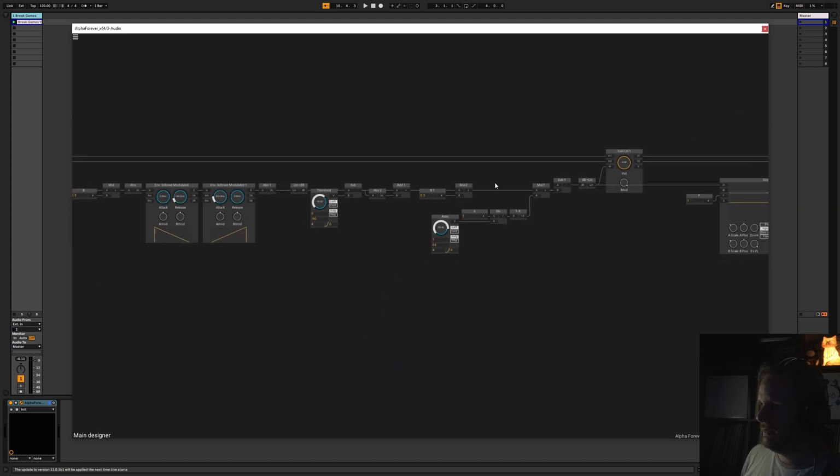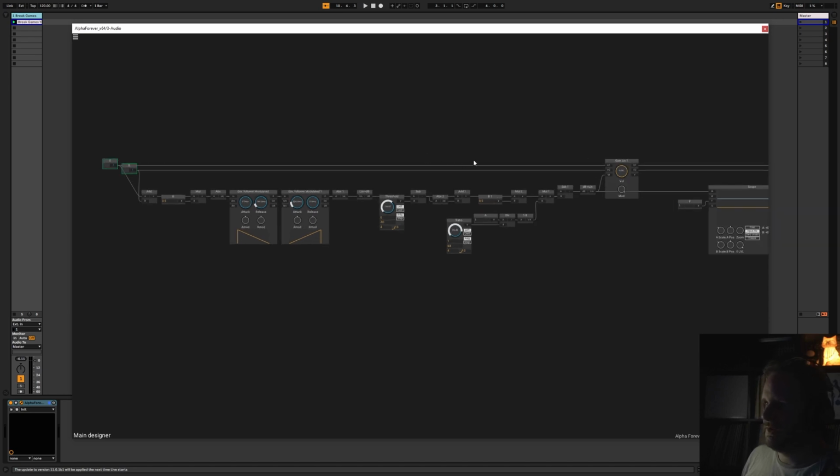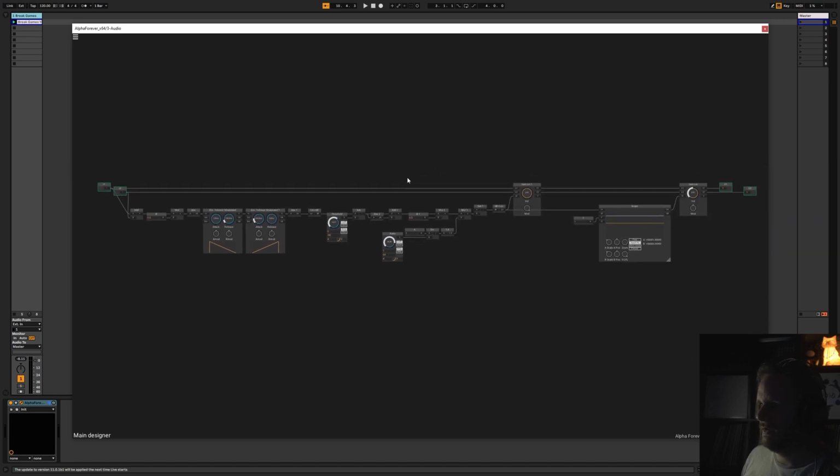Like this. And we have no if, and it's a cleaner looking patch. Even if it has a bit more math in it, I think it's nice and it sounds the same. So that's it. That's a compressor.